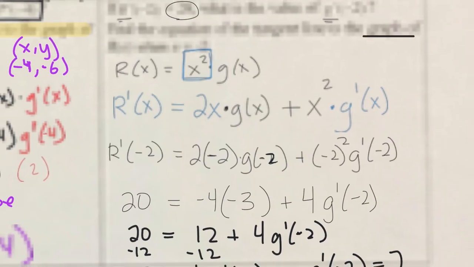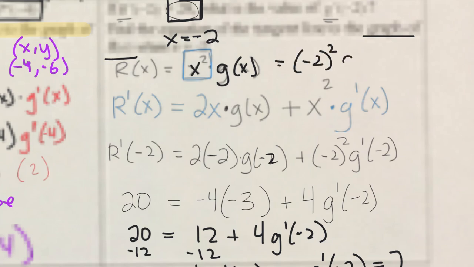tangent line to the graph of r when x equals negative 2. Okay, so we know the x value is negative 2. We're told that the slope up here is 20. So we just need to find the y value. So we're going to plug negative 2 into our r equation. So that's negative 2 squared times g at negative 2. Okay, so negative 2 squared is positive 4. G at negative 2 was negative 3. So we have a y value of negative 12.